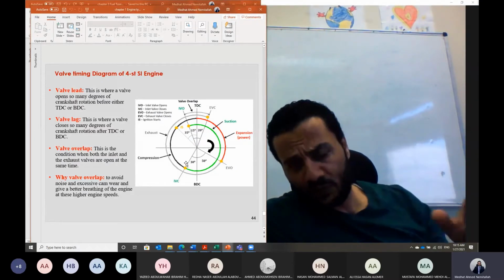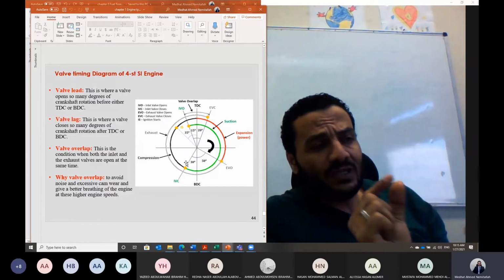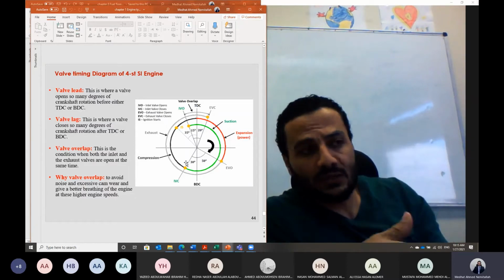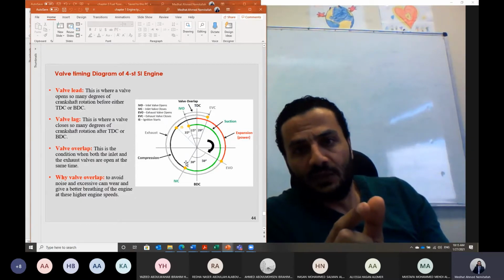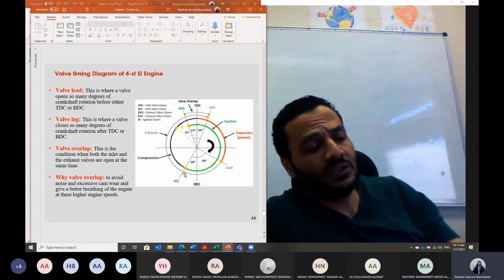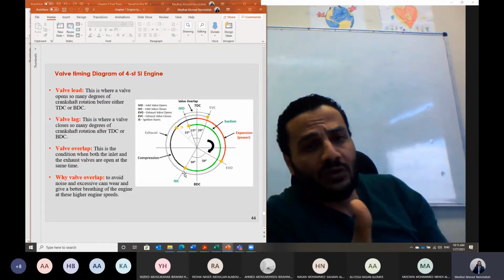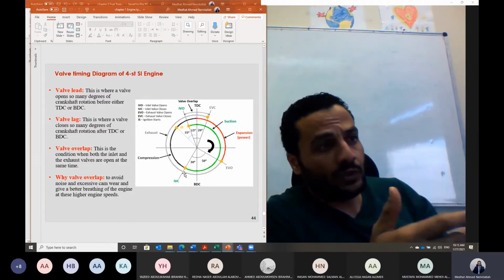This is very important because at high speed, usually the time for the air plus fuel to get inside the engine is very small, very limited. So in this case, we have to allow the intake valve to be open for longer time in order to have more air plus fuel.